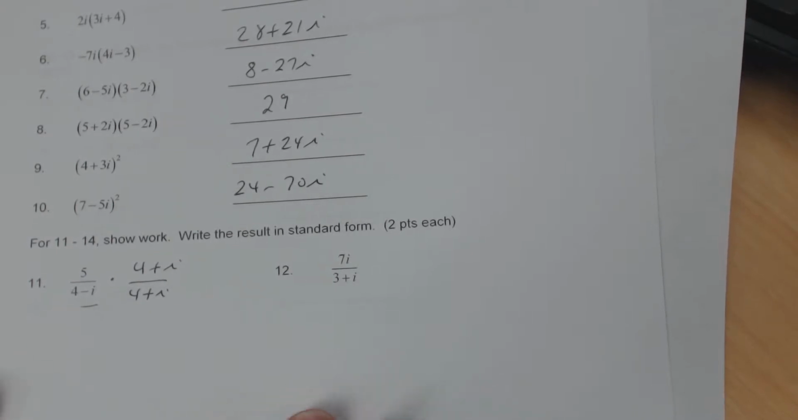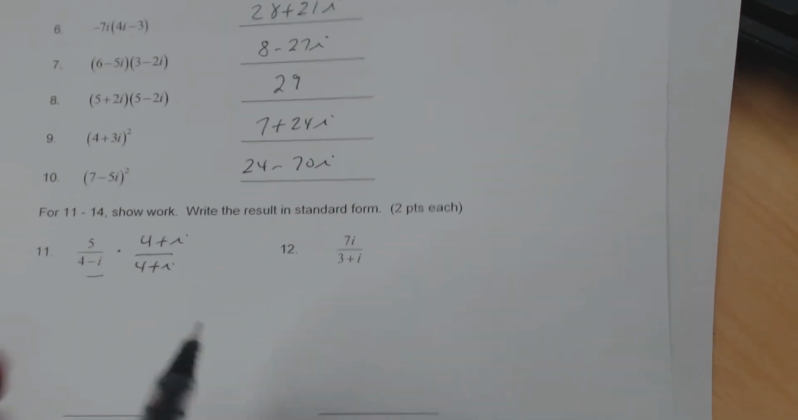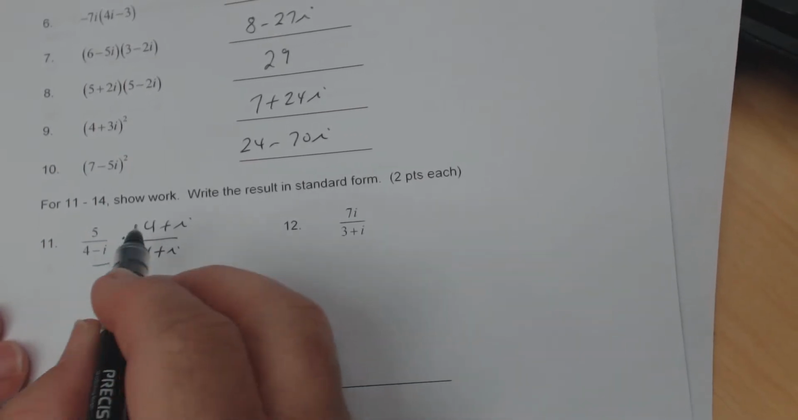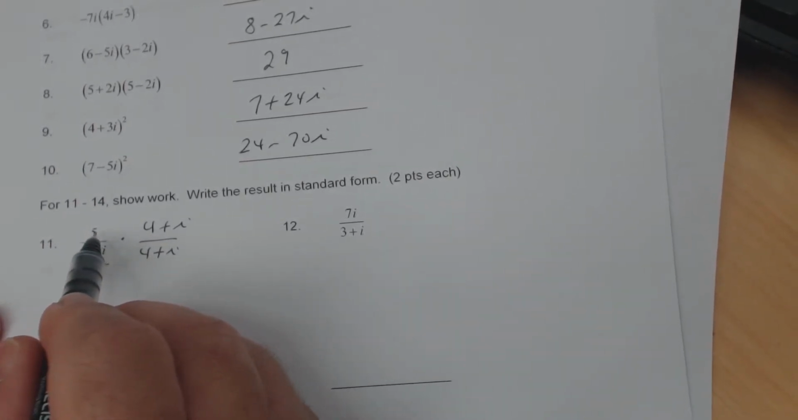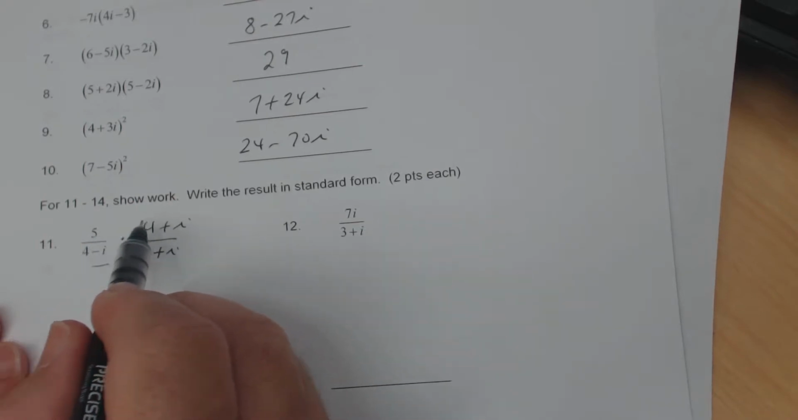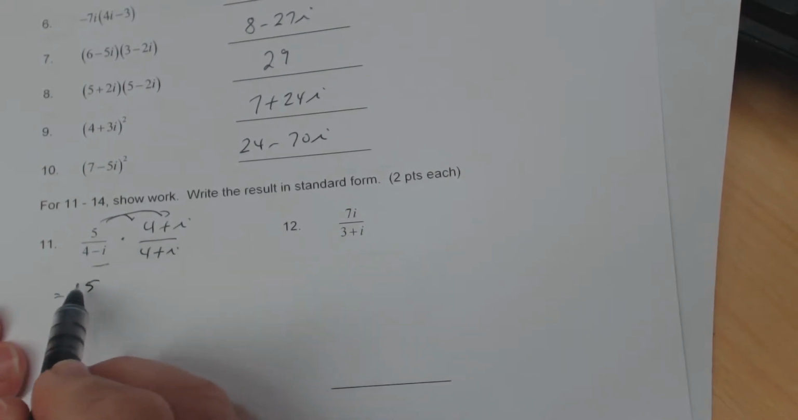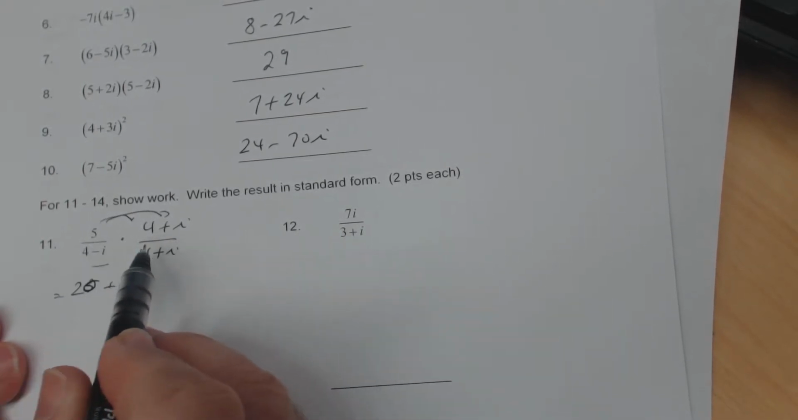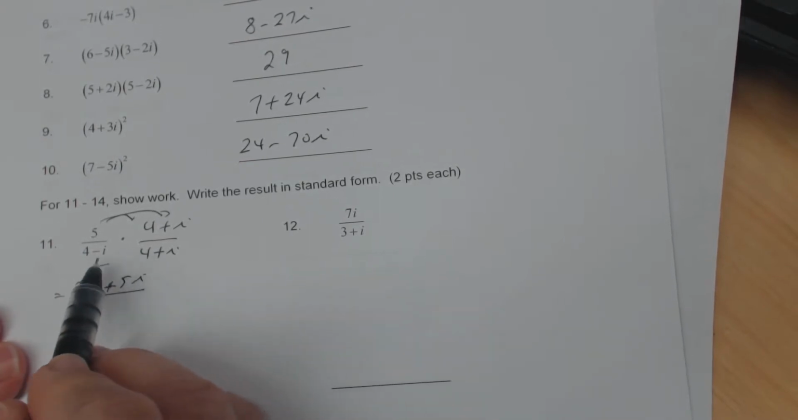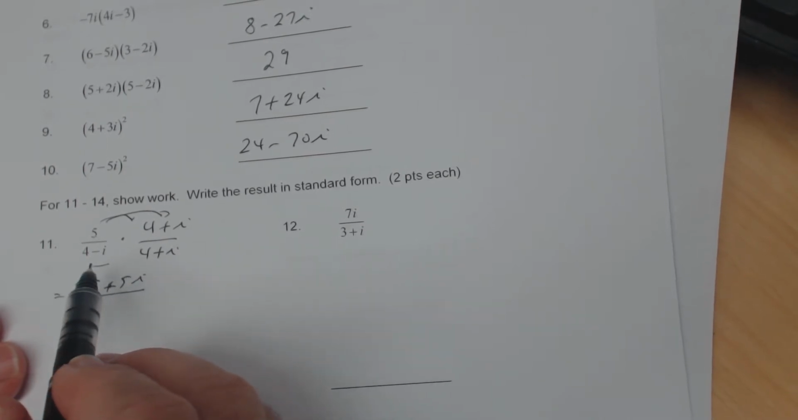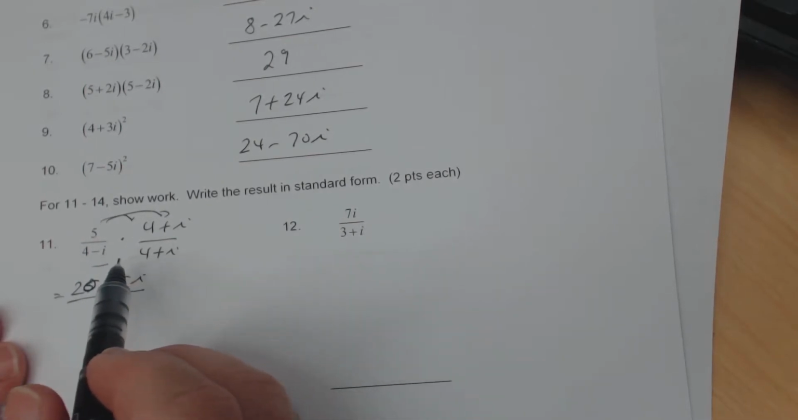All right, so here when you multiply, I'm going to try and do the work here, because I do require you to do the work on this page. So notice that this is a monomial times a binomial, so you can distribute. So I get 5 times 4 is 20, plus 5 times I is 5I, over. Now over here, I'm going to multiply these out using the FOIL method. Now remember, we talked about the fact that when you multiply conjugates, the outer and inner cancel.